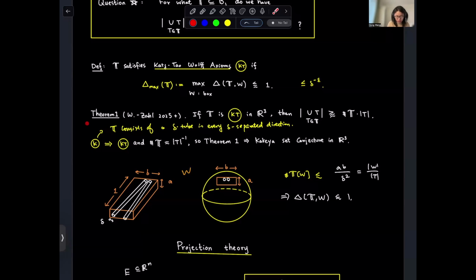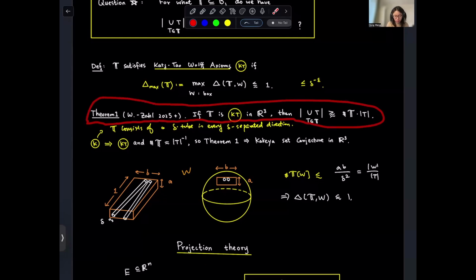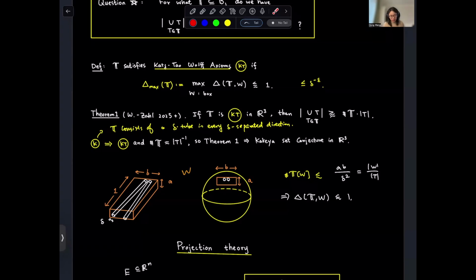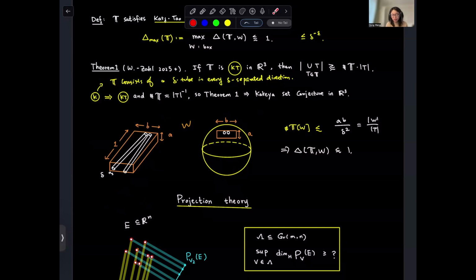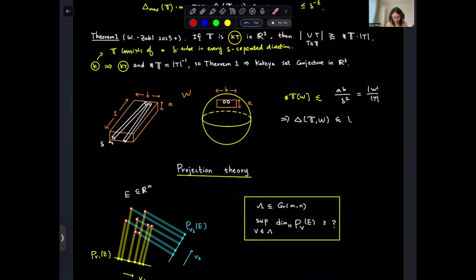So for the rest of the talk, we are going to focus on some of the ideas that go into the proof of this theorem. Before talking about the ideas, let's digress a little and talk about projection theory, because a lot of the arguments are inspired by recent developments in projection theory. And I believe there is a big tradition in projection theory in Finland, so maybe this introduction is familiar to some of you.